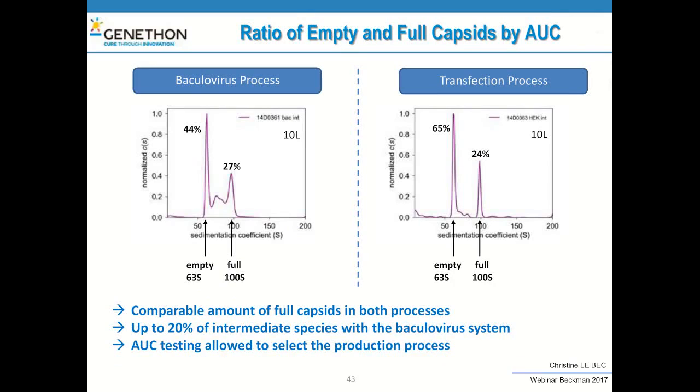So the AUC method can give you the profile of the different processes. For the baculovirus, we have the same amount of full particles, around 27%, but we can see by the AUC that we have more intermediate species for the baculovirus compared to the transfection process. So the AUC testing allows to select the production process.